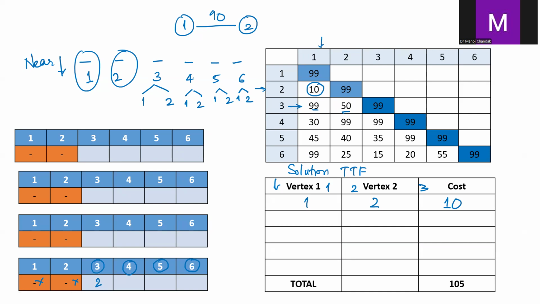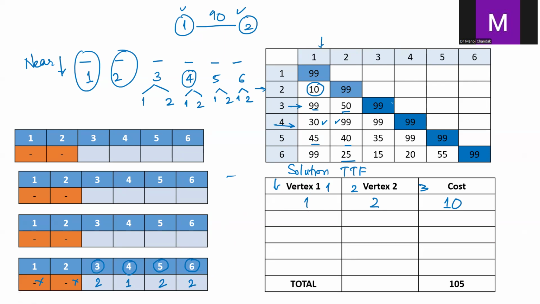Similarly, check for vertex 4. Just check the row of vertex 4. You don't have to go beyond column 1 and 2 because you have only picked vertex 1 and 2. So 30 and 99. For 30 and 99, the smallest value is 30, which is in column 1. For vertex 5, the smallest value is 40, which is in column 2. And for vertex 6, the smallest value is 25, again in column 2.